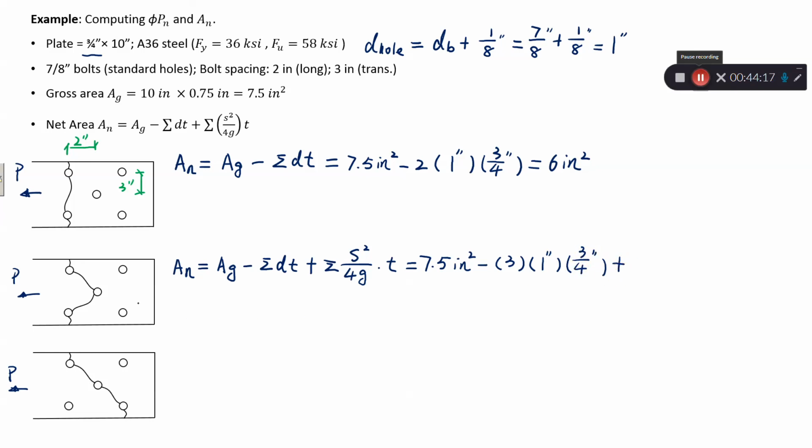And don't forget, add the zigzag path, the length of the zigzag path. So the length, we have 2 zigzag paths, so it's 2 times S squared. S is 2 squared over 4 times 3, and times the thickness 3/4 inches. Okay, and what do we get? You probably will pause this video, calculate it out, and compare what I got, 5.75 inch squared.